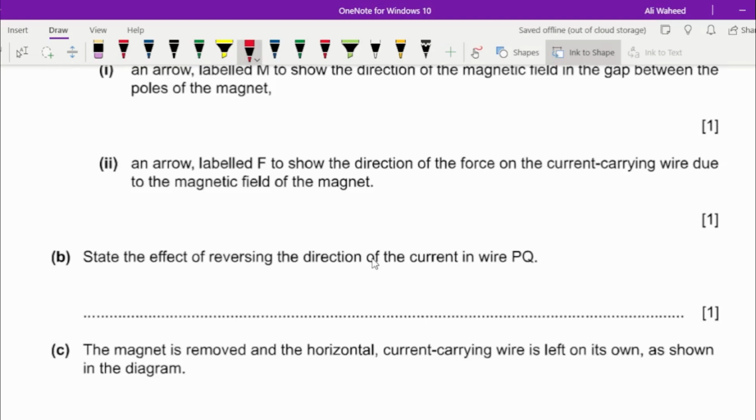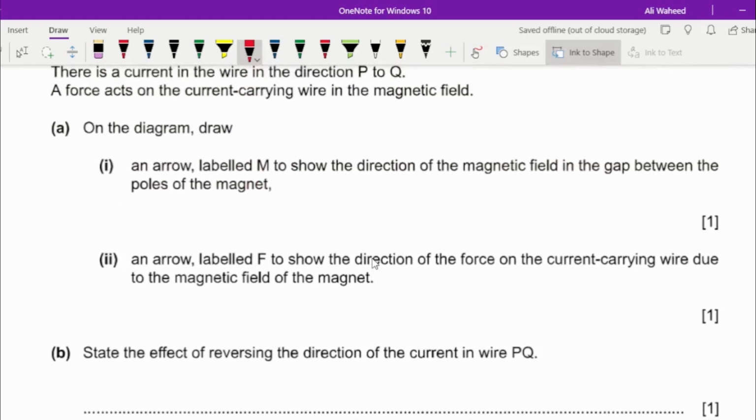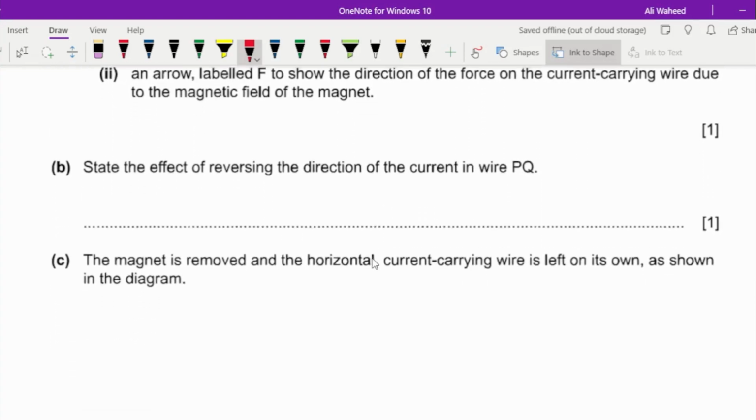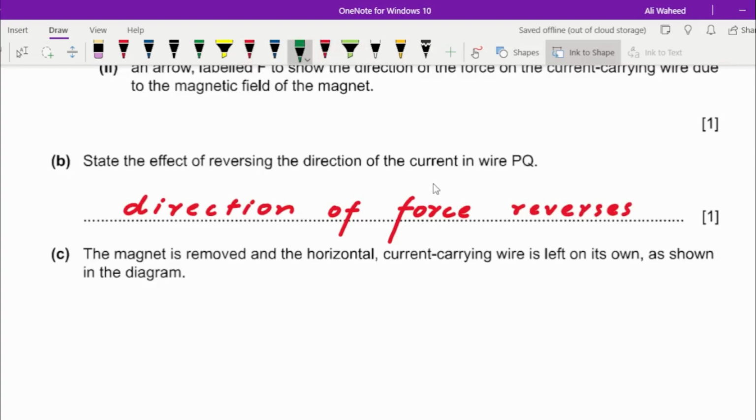Okay, let's take a look at the next one. State the effect of reversing the direction of current in wire PQ. Easiest question. State means no calculation, no explanation. You just need to state the fact here. If you reverse the direction of the current, the direction of force reverses. Okay, and then you gotta be careful with it. I've seen many students making a mistake. They'll be writing the direction of the force changes.